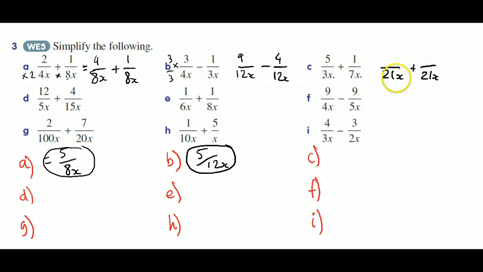To get 3x to become 21x, we're going to multiply it by 7. So do the same to the top here. That's 35. To get 7x to become 21x, it is multiplied by 3. So when we do that, we've got 35 plus 3 is 38 over 21x.